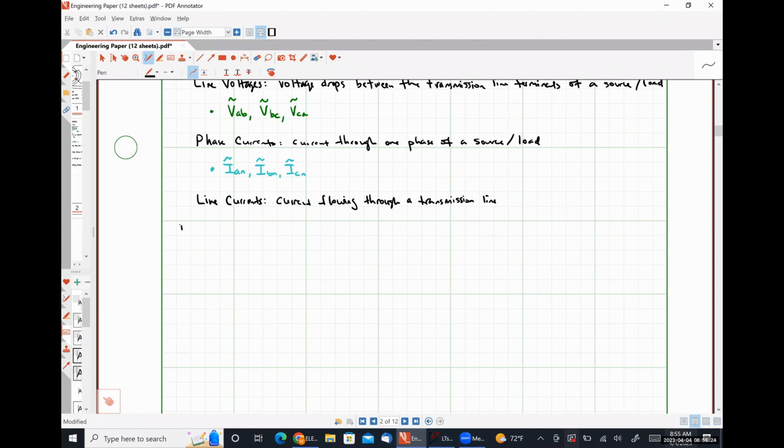Now let's talk about delta connected sources. So once again, I'm going to draw it in a way that I can't stand and then show you how I prefer to draw it.